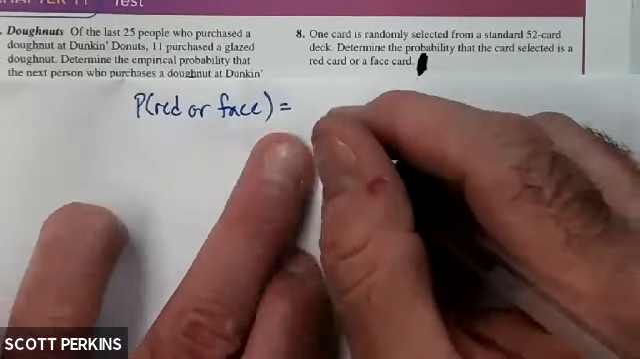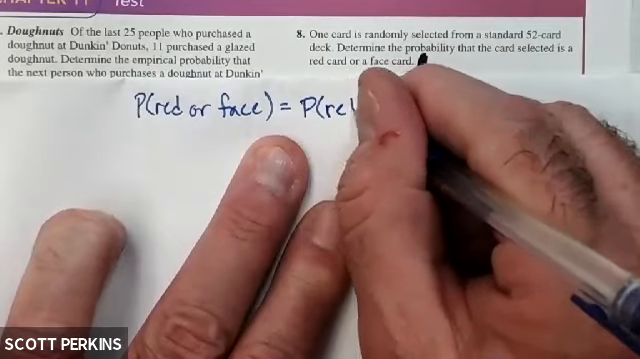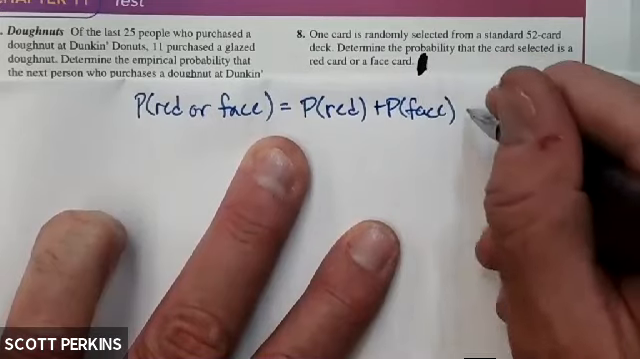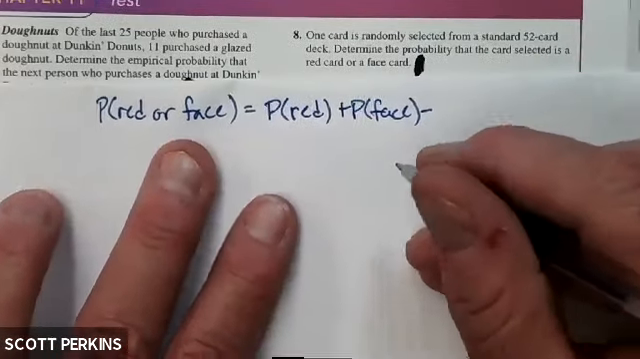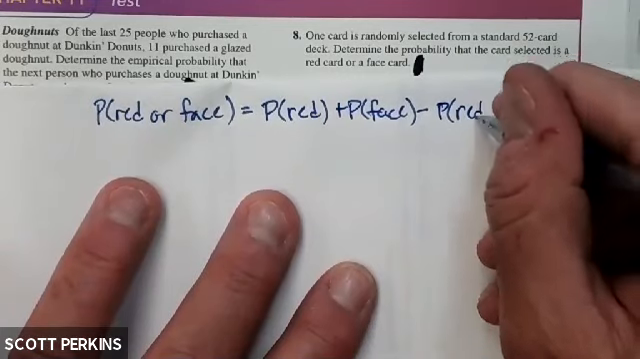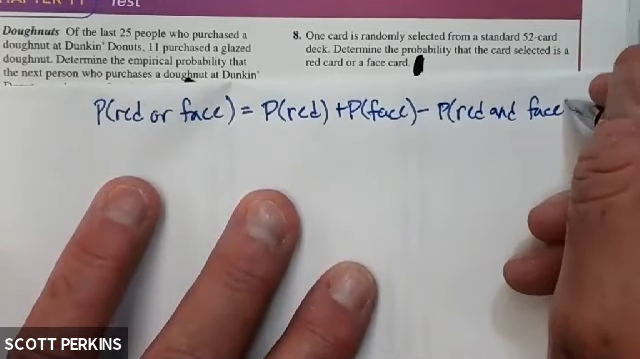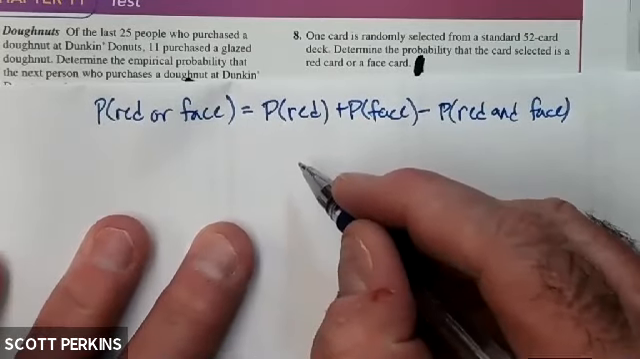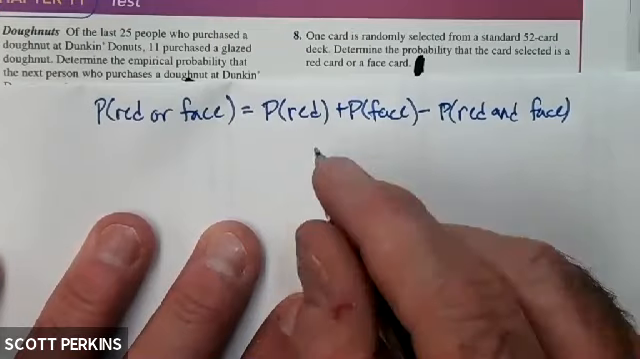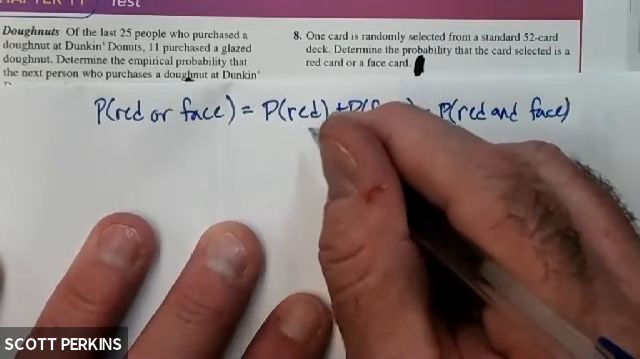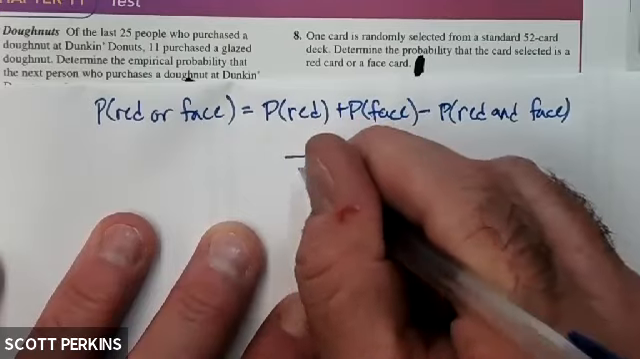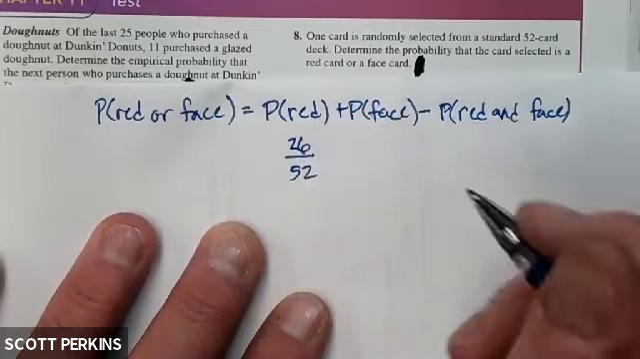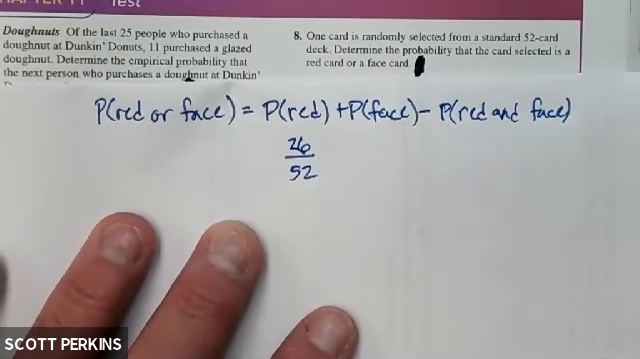For any OR problem, we're going to do the probability of the first event, so probability of red, plus the probability of the second event, face, and then minus the probability that those two things happen together. So the probability that's red and a face card. Okay, great. So here we go. How many red cards are there in the deck of cards? There are 52 cards total, so we'll put that, but out of those, how many of them are red? 26.